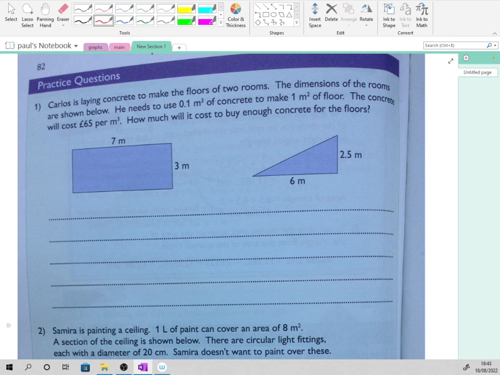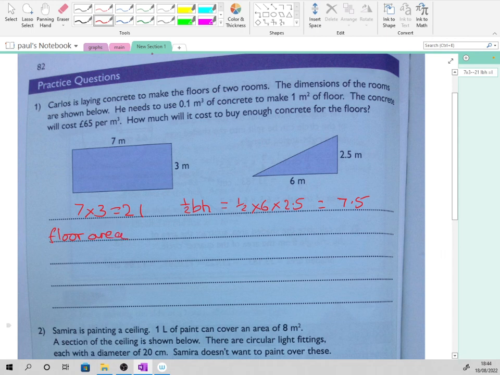Right, so first of all, let's work out the area of the floor. So 7 times 3 equals 21. And this is half base times height, which is half times 6 times 2.5. So 0.5 times 6 times 2.5 is 7.5. So the floor area is 21 plus 7.5, which equals 28.5 meters squared.